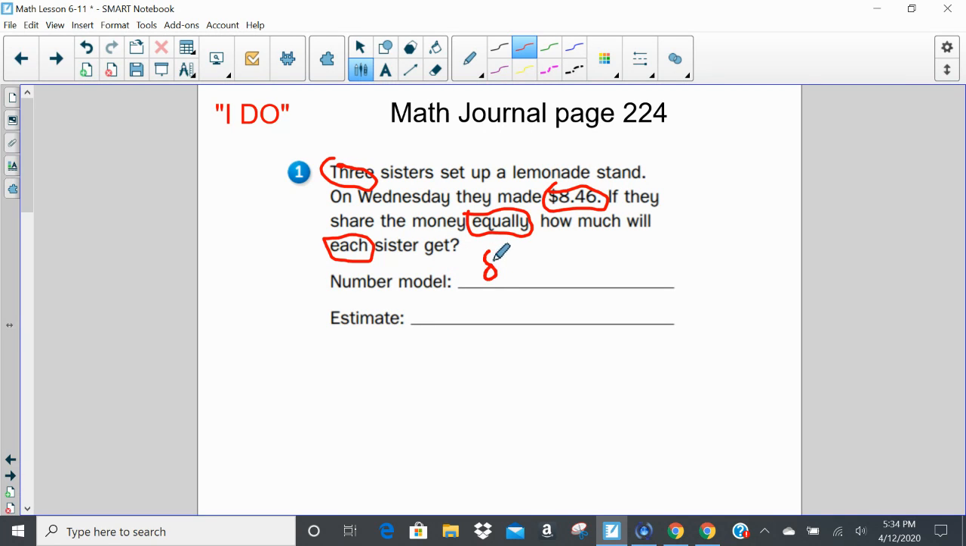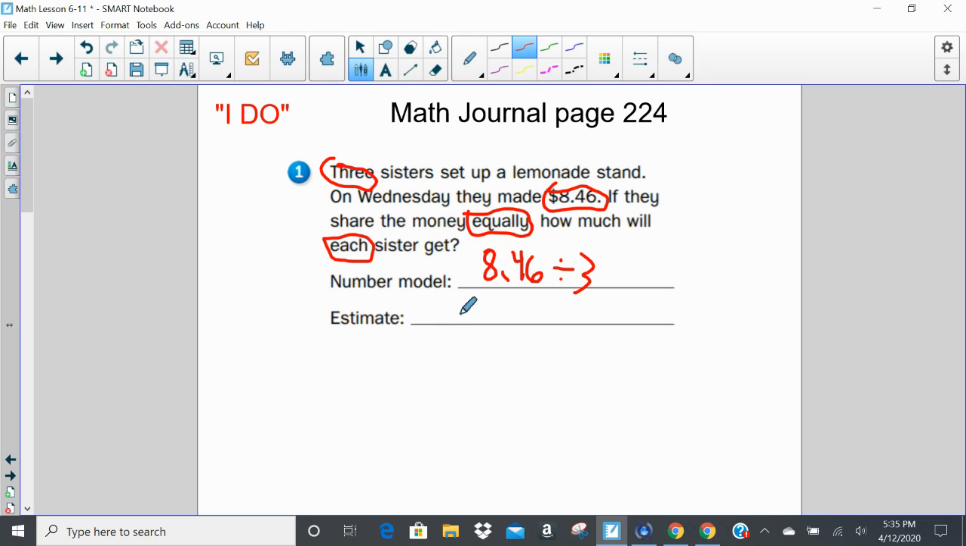So we're going to have $8.46, and I apologize if my handwriting is a little bit sloppier than normal. It is kind of difficult to do this using a mouse on my computer. A little bit easier on the smartboard. So we have $8.46 divided by 3.